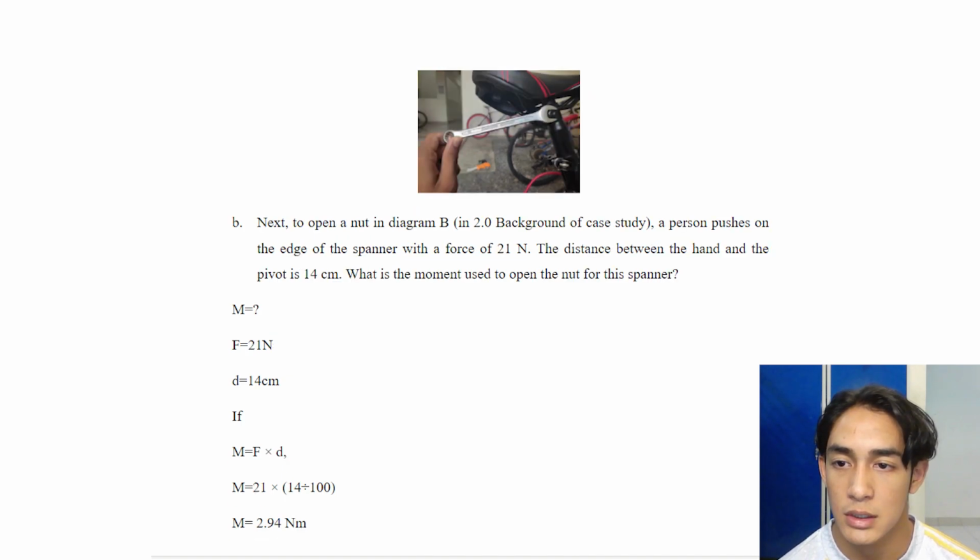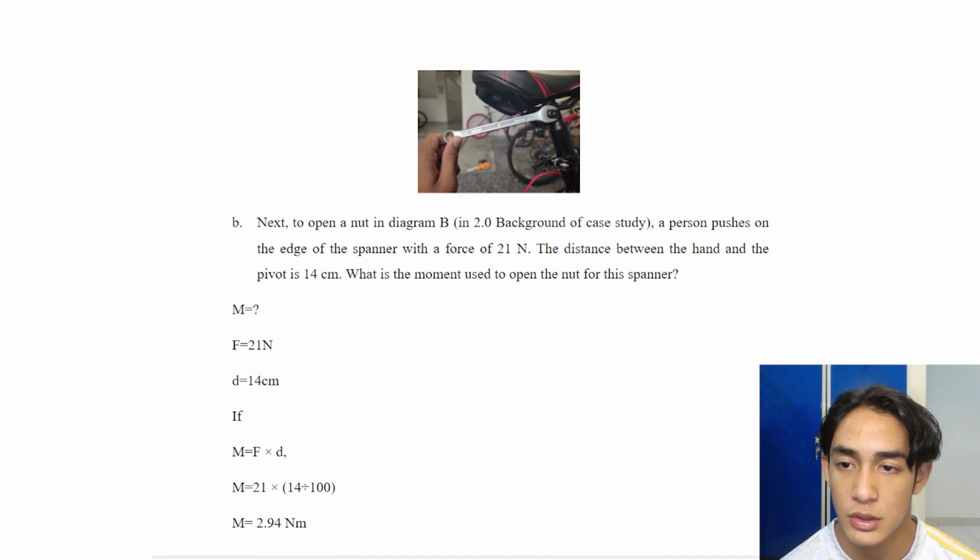Next, to open a nut in diagram B in 2.0 background of case study, a person pushes on the edge of the spanner with a force of 21 Newton. The distance between the hand and the pivot is 14 centimeters. What is the moment used to open the nut for the spanner?